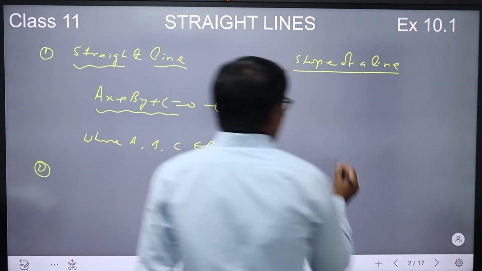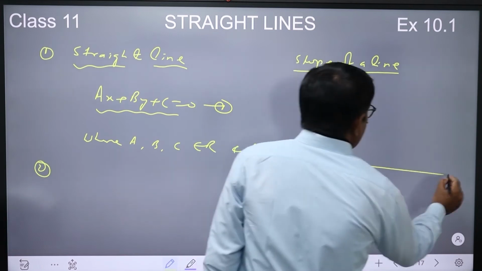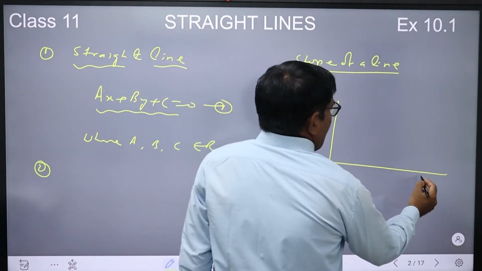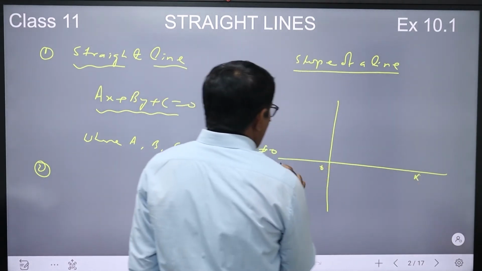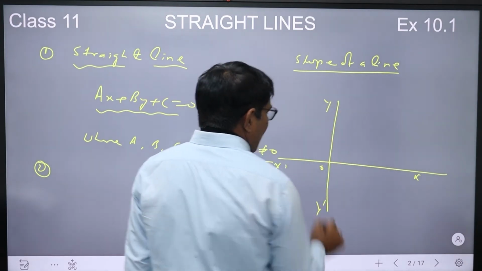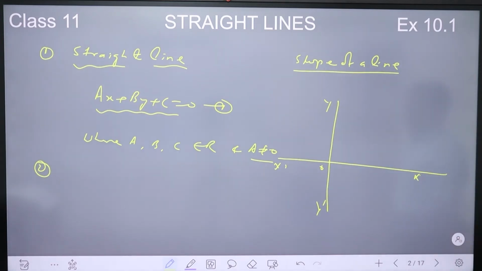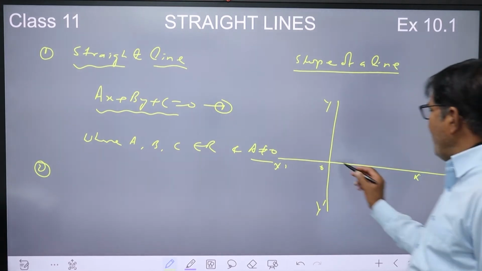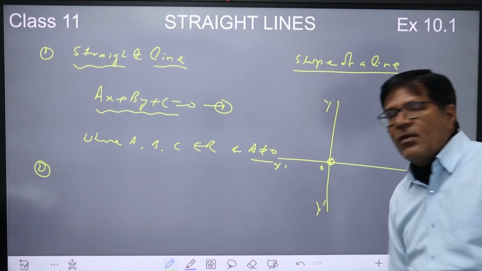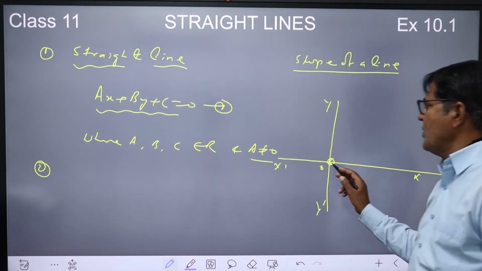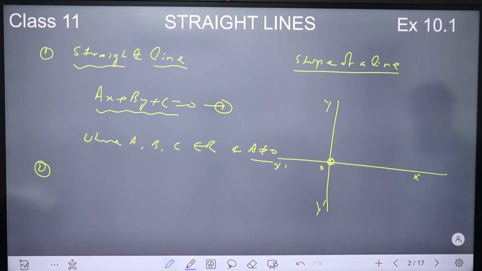So let us suppose in two dimensions space, in 2D, let us suppose this is XOX' and this is YOY', or simply we can say when two mutually perpendicular lines intersect each other, then the point of intersection of these two mutually perpendicular lines is always considered as the point of reference, or all the other points will be measured with respect to this point. So this point is generally known as origin.